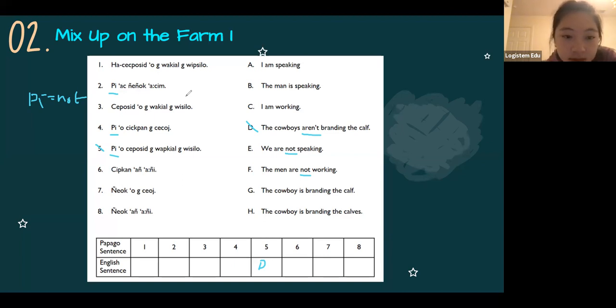So in sentence D, cowboys is plural. And we see that the difference is that there's an extra P here, which probably means cowboy, which means you probably have to add an extra letter in front of something to make it plural. So that means this would be H. So 1 would be H, and then that means 3 would be G.